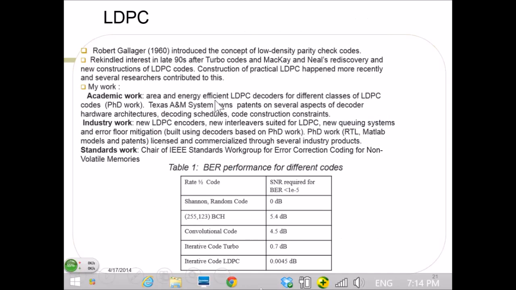The LDPC codes were introduced by Gallager in the 60s. Then in the 90s, there was again a lot of interest after turbo codes were reinvented. A lot of people worked on that at several universities, and I happened to be one of the people who started working on the implementation at Texas A&M. Then I continued that work almost as a postdoc at different companies, like Marvell and VLSI.